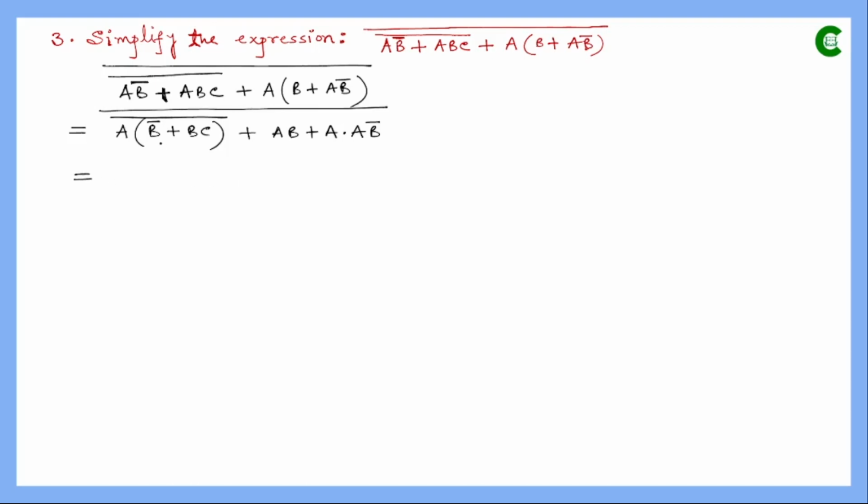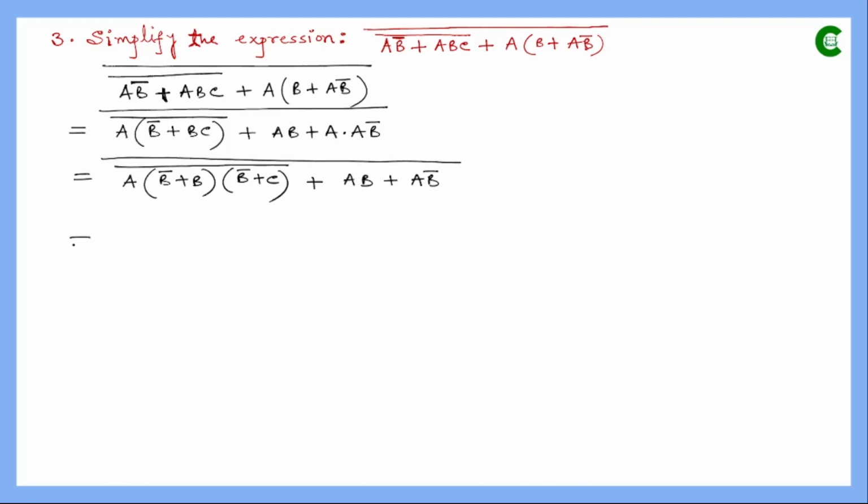Now what we will do is, on this term B bar plus BC, we will apply the distributive law of Boolean algebra. So it will be A, then this can be written as B bar plus B multiplied by B bar plus C, and then we have this complement. And from here it will be AB, and then since we have double occurrence of A in the fourth term, finally it will be AB bar only, and then we have this whole complement.